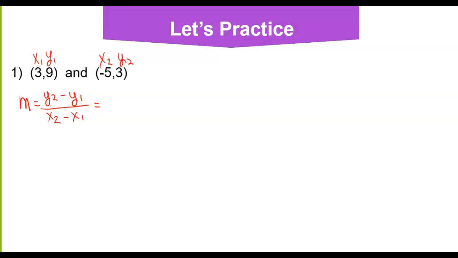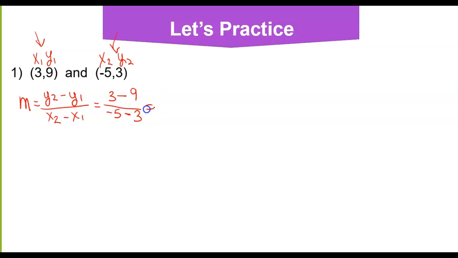What value is y2? 3. Minus what value is y1? 9. Very good. Over what value is x2? Negative 5. Minus what value is x1? 3. Anybody have any questions where we pulled those numbers from? They're right there from where we labeled. Up here, those are my x and y ones. These are my x and y twos.